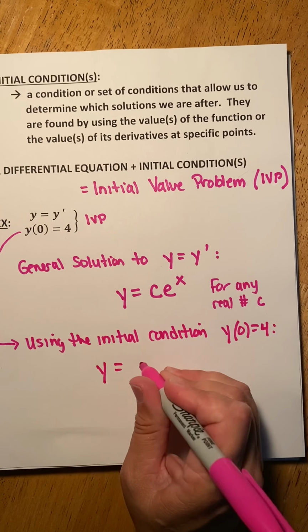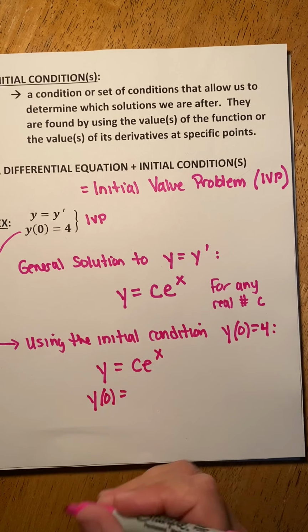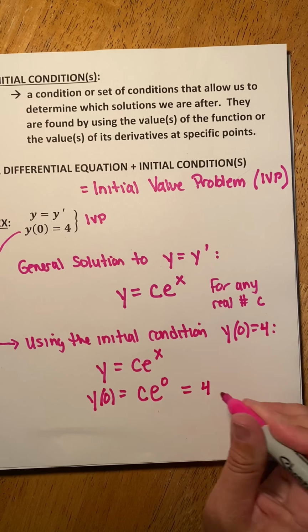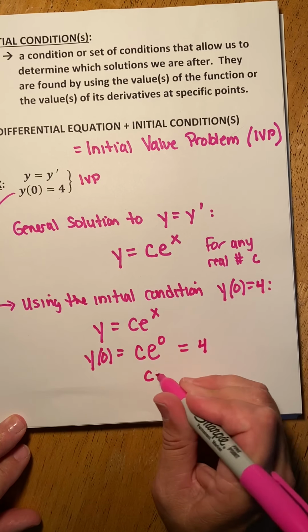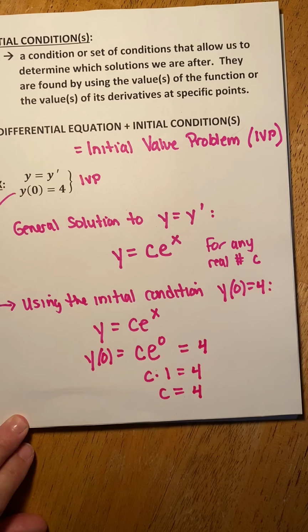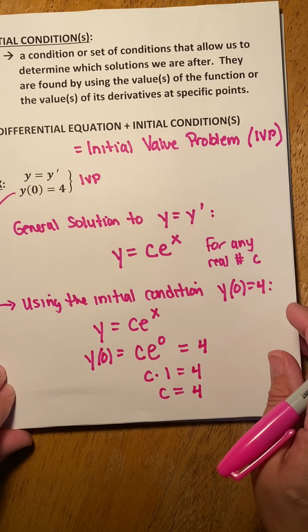Well, if y equals c e to the x, y with 0 inserted, it's not y times 0, it's y of 0, is c e to the 0, and that must equal 4. Well, e to the 0 is 1, so that's c times 1 equals 4, so c must equal 4. So now we're going to put 4 back in there, and we're going to get what we call the particular solution.